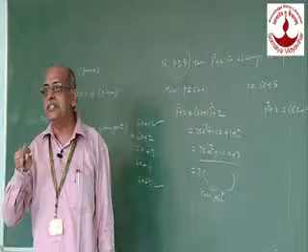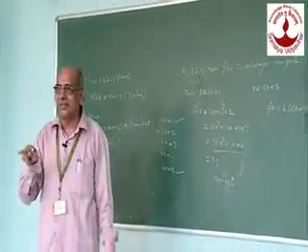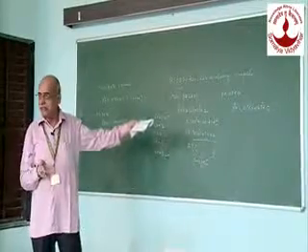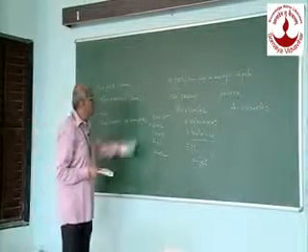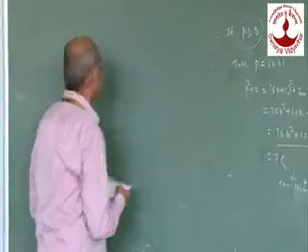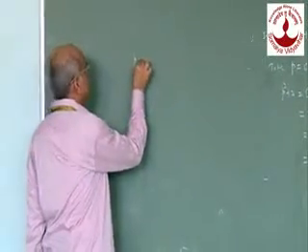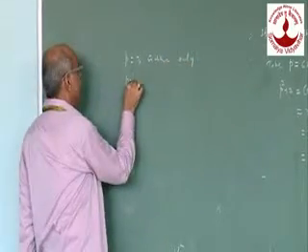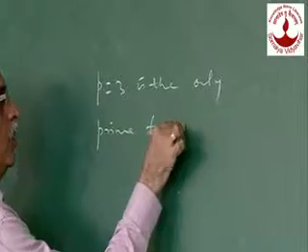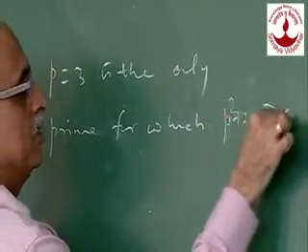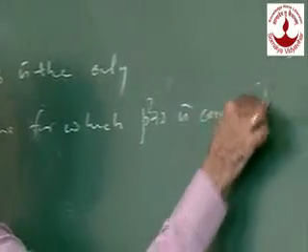First conclusion: p is equal to 3 is the only prime for which p squared minus 2 is prime, which we have seen already. And again, second speciality: if p is prime, p is equal to 3 is the only prime for which p squared plus 2 is prime.